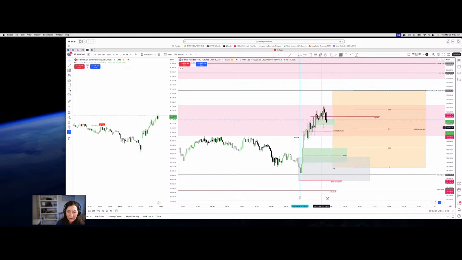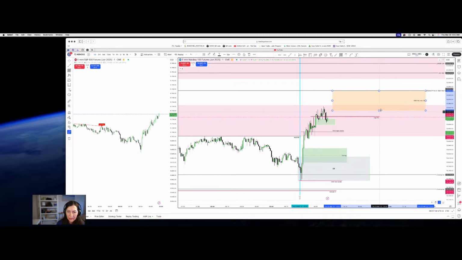Let's see if this becomes an inverted fair value gap or if this BISI is going to hold. I'm going to move the opening range gap. I'm going to get rid of the portion that's already been filled by today. Filled up to here. This is the unused portion.